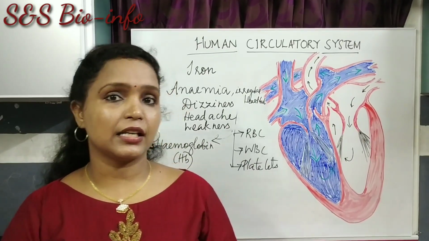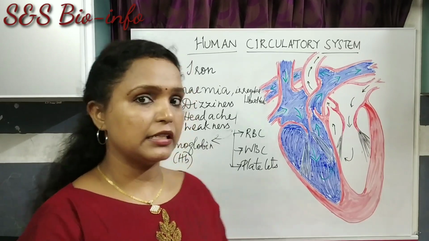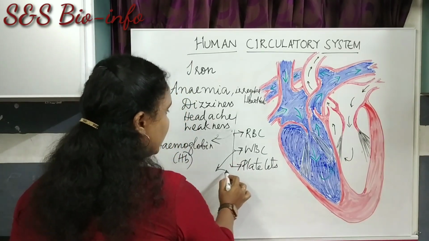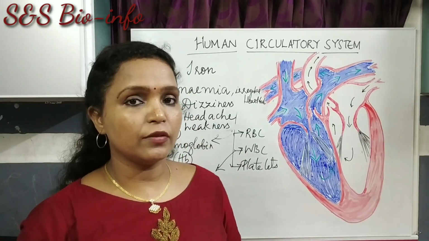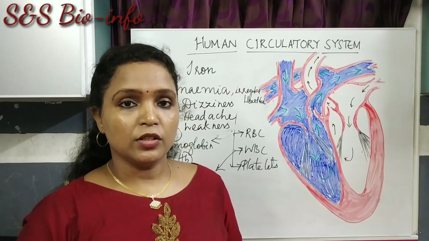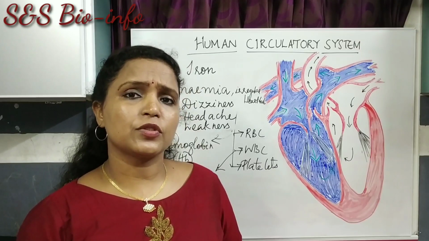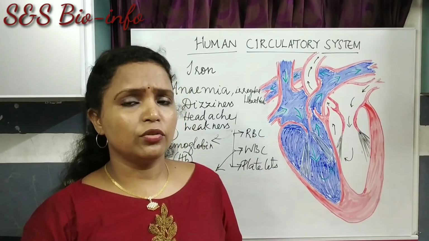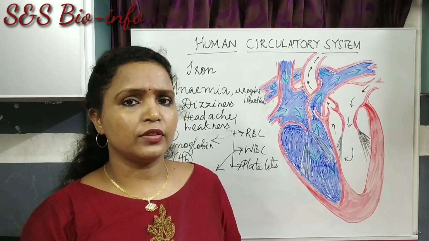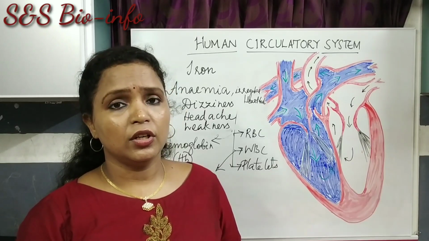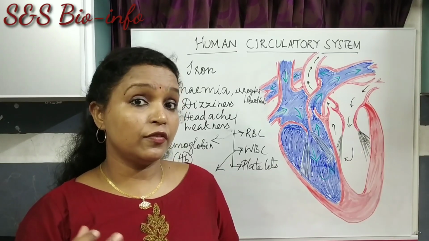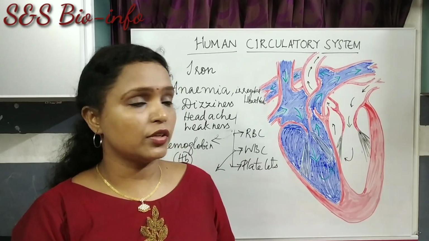The next cells are WBC or white blood cells. These white blood cells are responsible for our immunity. So they fight against disease-causing germs. There are different types of WBC such as neutrophil, eosinophil, basophil, lymphocyte, monocytes. Those are responsible for different immune-related functions.